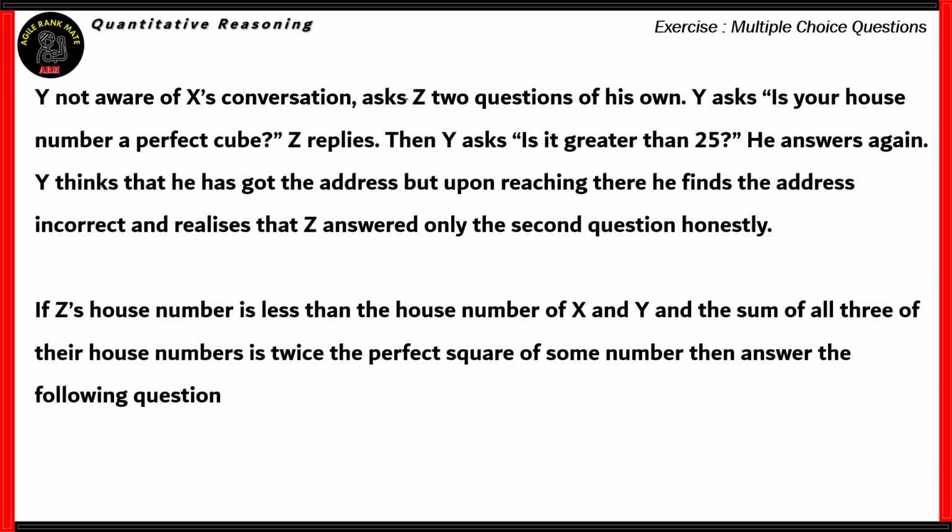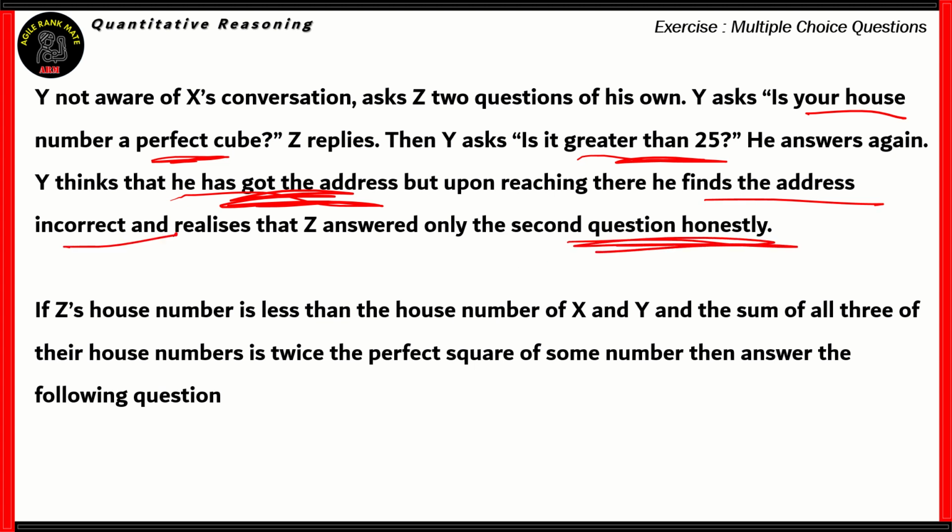The same process is repeated in paragraph 3. Y is not aware of X's conversation. He asks two questions. Is your house number a perfect cube? Then, is it greater than 25? He answers again. Y thinks he got the address, so same idea. However, the address is incorrect, so he only answered the second question honestly.